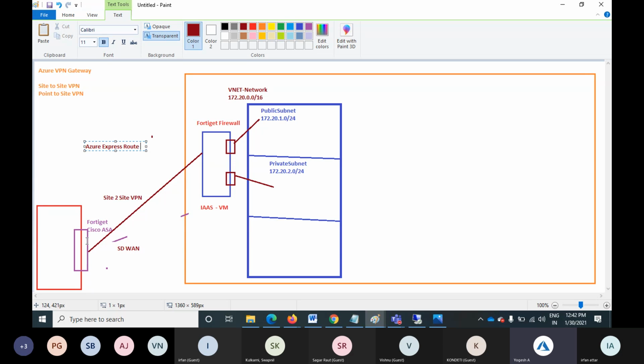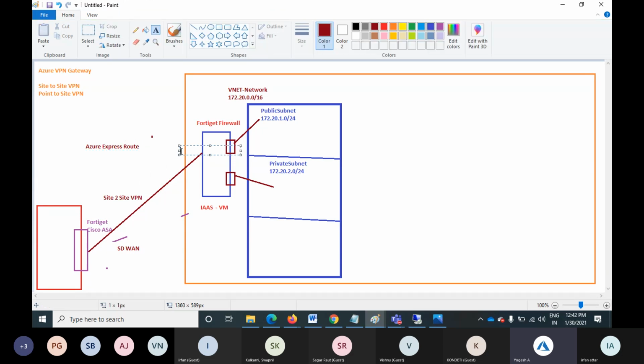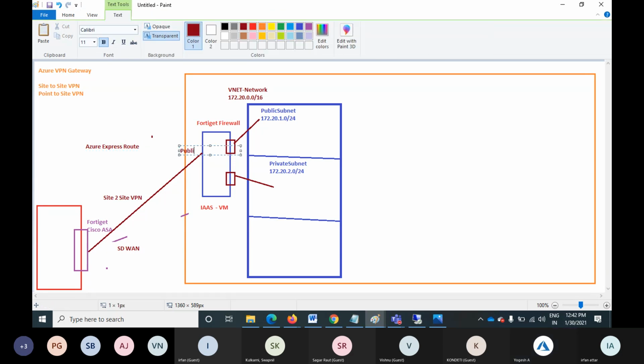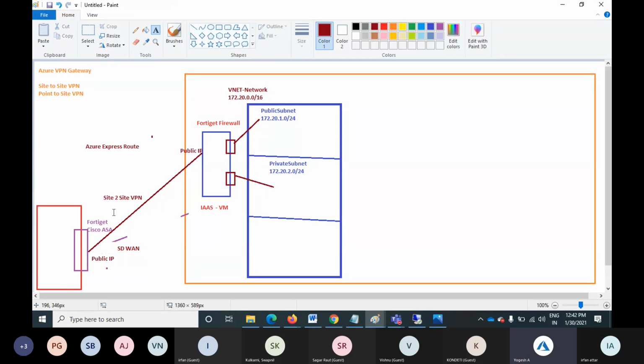So you will get one public IP here, and a public IP here as well. This is the encrypted tunnel, but again that particular data is traveling over the internet.